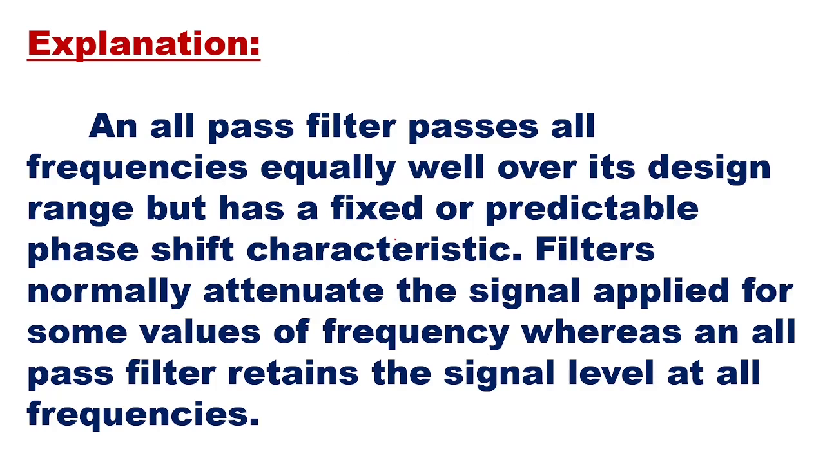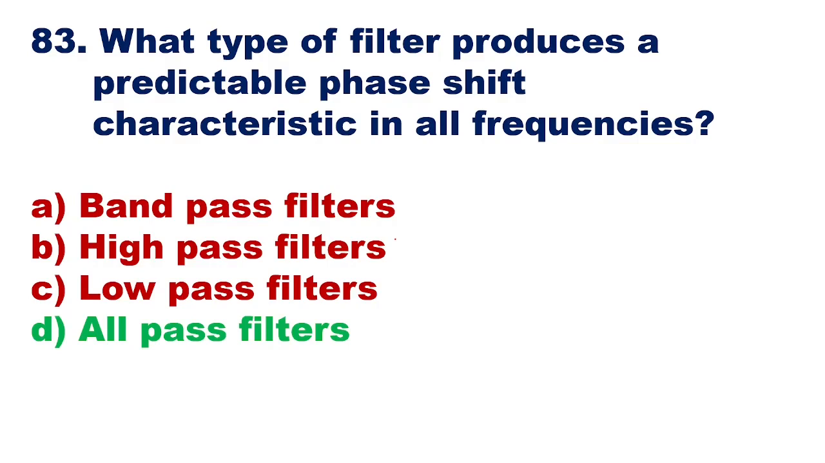So here we can have the explanation. An all pass filter passes all frequencies equally well over its design range, but has a fixed or predictable phase shift characteristic. Filters normally attenuate the signal applied for some values of frequency, whereas an all pass filter retains the signal level at all frequencies. So this filter is going to pass all frequencies, but it has a fixed or predictable phase shift characteristic. So all pass filter is the right answer. You can see option D, that is all pass filter, is the answer for which type of filter produces a predictable phase shift characteristic at all frequencies.